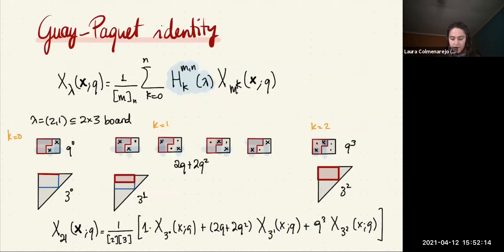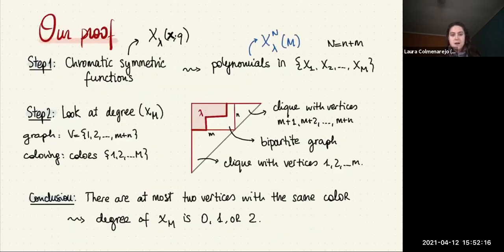Now, I don't have much time, but I want to give you some idea of where our proof was coming from. So our first step was to go from chromatic symmetric functions into polynomials. You just take an M that is large enough, and then you look at the similar identity. Instead of having symmetric functions, we now have polynomials. We denote by this, when I'm having M colors or M variables, lambda is my shape, and N is the largest rectangle that I'm considering.